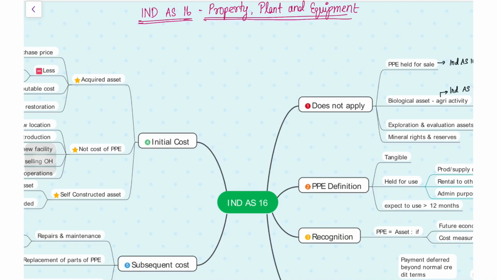So in this video, we are going to learn Ind AS 16, which is your property, plant and equipment. In this video, we'll particularly cover all the concepts related to PPE, and there'll be one separate video in which we'll discuss the sums which are more complex and exam worthy.